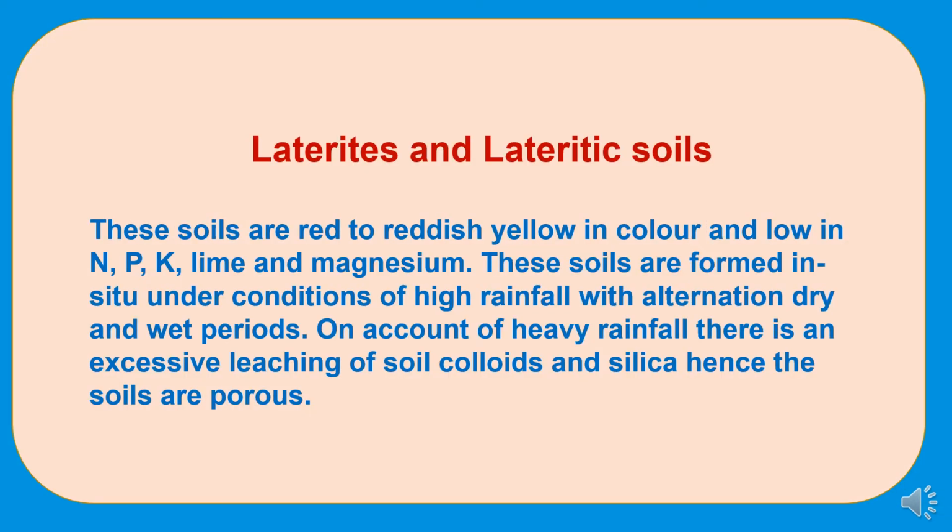Laterites and lateritic soils. These soils are red to reddish yellow in color and low in nitrogen, phosphorus, potash, lime and magnesium. These soils are formed in situ under conditions of high rainfall with alternate dry and wet periods. On account of heavy rainfall, there is an excessive leaching of soil colloids and silica, hence the soils are porous in nature.